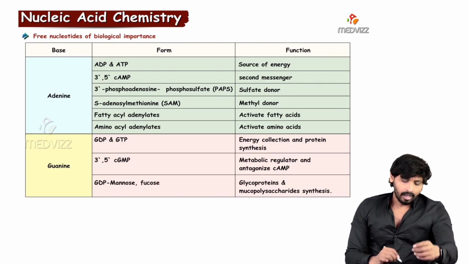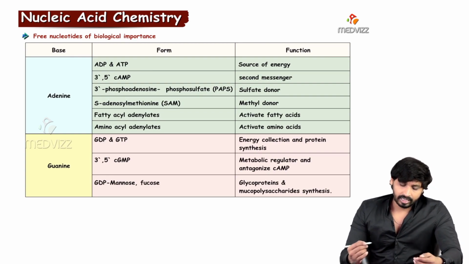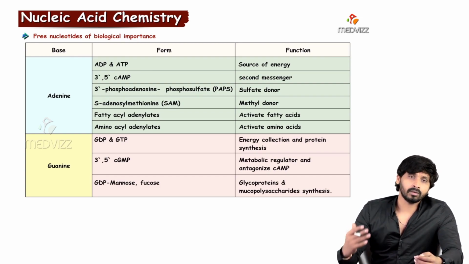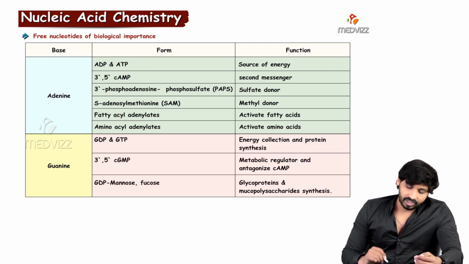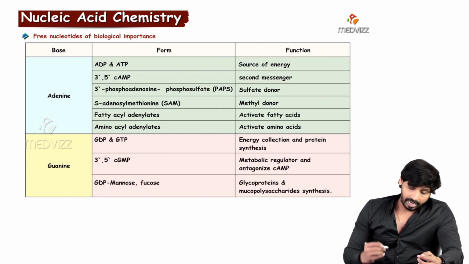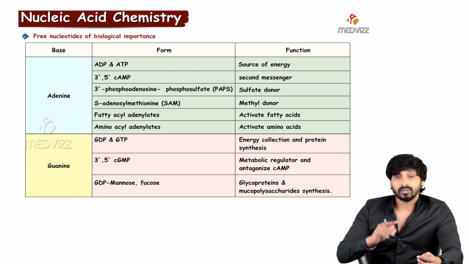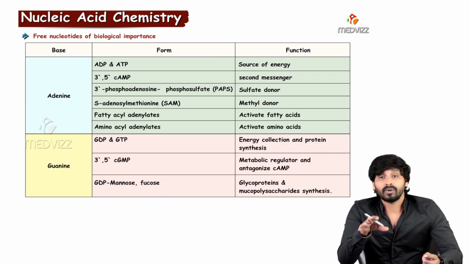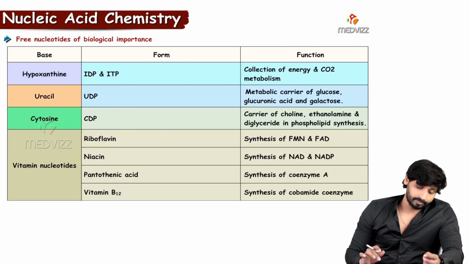Compared to this, guanine: GDP and GTP are also energy collectors. GTP acts in the Krebs cycle, and 3',5'-cGMP is a metabolic regulator, antagonizing cAMP, that means cyclic AMP. And GDP mannose and fucose mainly function in glycoprotein formation and mucopolysaccharide formation.